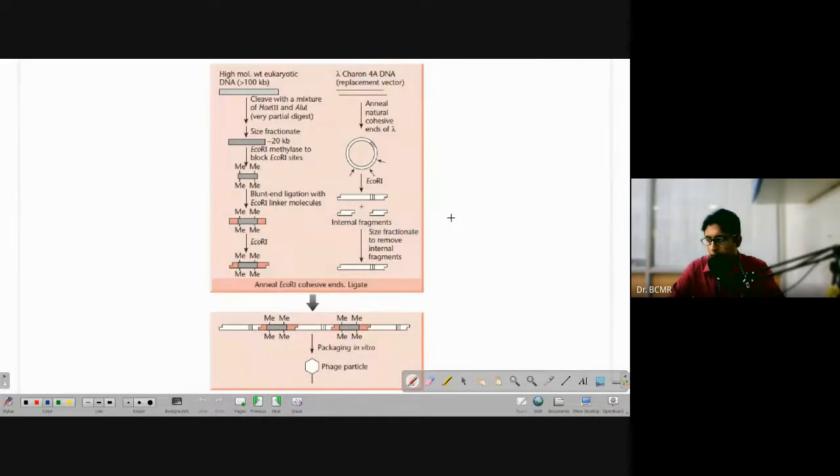Okay, in the next class, we will discuss another one, lambda Charon, using a vector there. It's a replacement vector. I hope you remember what a replacement vector is and what an insertional vector is.